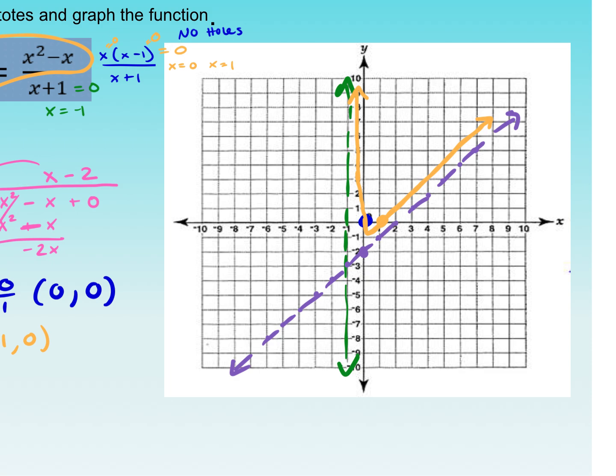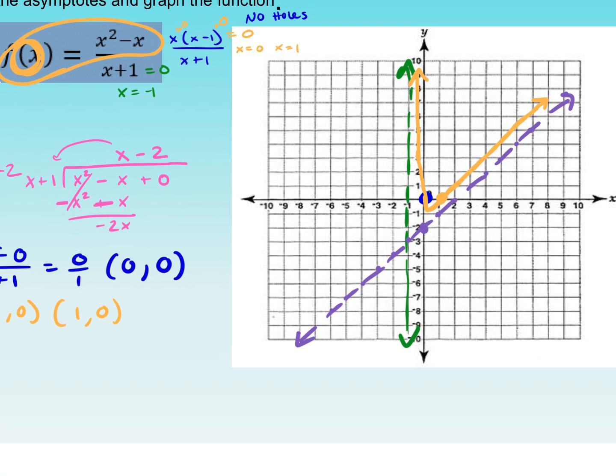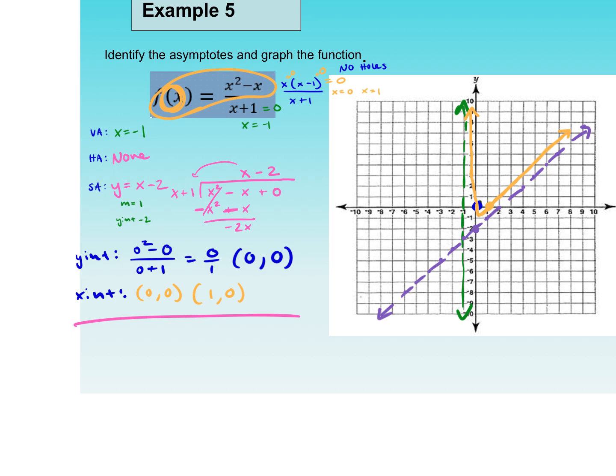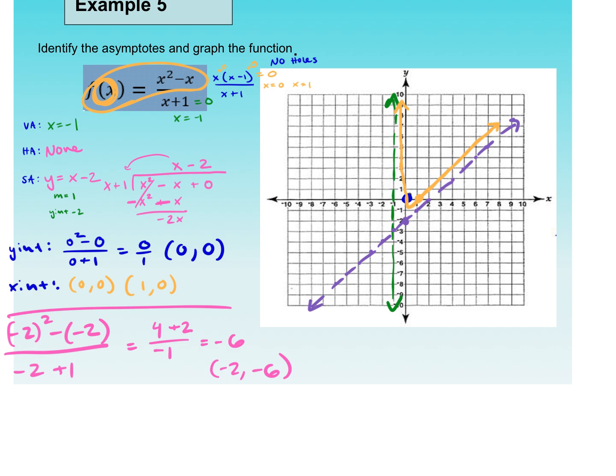Let's do the left side. What number should we plug in on the left? We can do -2. That works. Anything that's less than -1. So let's plug in -2. So -2 squared minus -2 over -2 plus 1. So this would be 4 plus 2 over -1. So we get -6. So we plugged in -2 and got -6. So I'm going to go to my graph, go to the left to -2 and down -6. So I've got a point there.